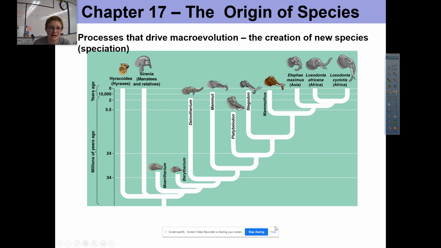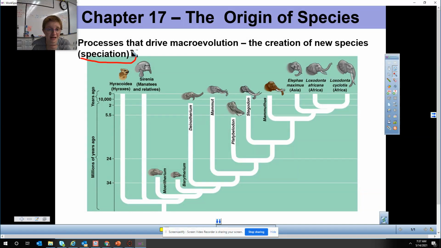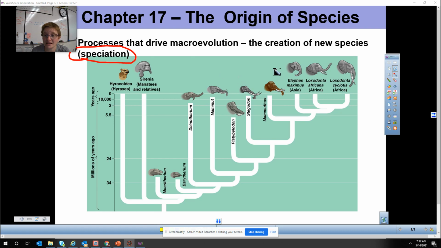We're talking today about speciation. So that's a big important vocab word for today, speciation. And speciation is basically the creation of a new species. That makes sense, right? Speciation, getting a new species. And remember that that is also called macroevolution.